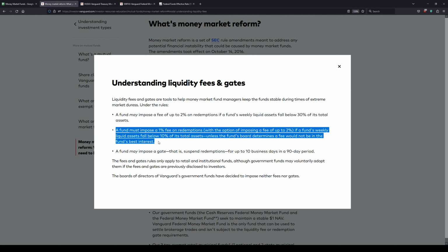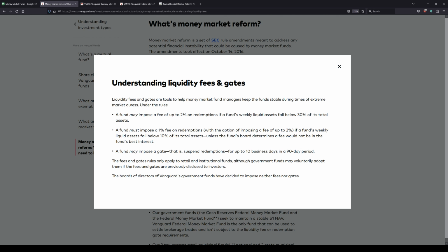Additionally, a fund must impose a 1% fee on redemptions, with the option of going up to 2%, if a fund's weekly liquid assets fall below 10% of its total assets, unless the fund's board determines a fee would not be in the best interest of the fund. So this is a little confusing because it says the fund must impose a 1% fee on redemptions in that condition, but it also says, well, they don't actually have to if they decide they don't want to. So it's a bit unclear exactly what would happen in that situation, and it seems like there's a lot of discretion when it comes to the fund's board and to how to approach that situation.